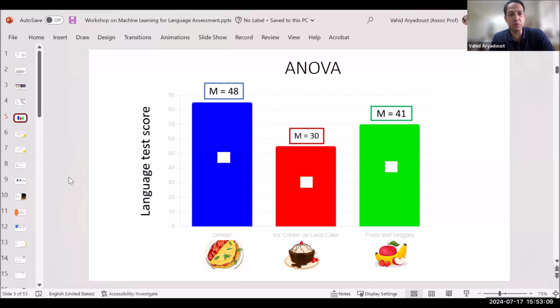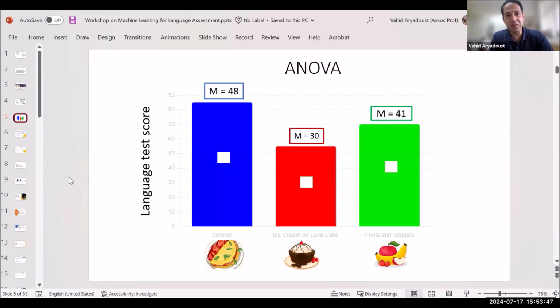For example, we have three groups here. I made up this scenario: they want to take a language test. And the question is whether the type of breakfast can affect their language test score. So we give the first group omelet, we give the second one ice cream and lava cake, and the third one fruits and vegetables. As you can see, it's not a good idea to have ice cream and lava cake for breakfast and go to a language test examination room and take a test because your score drops.